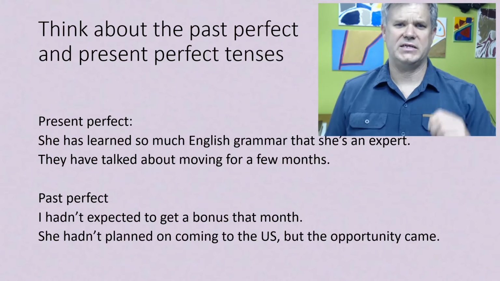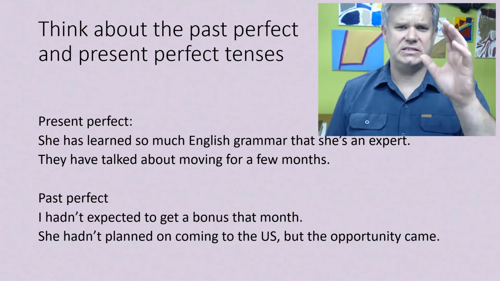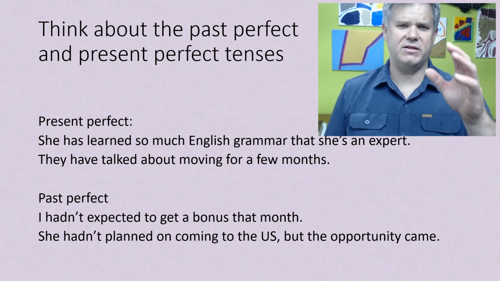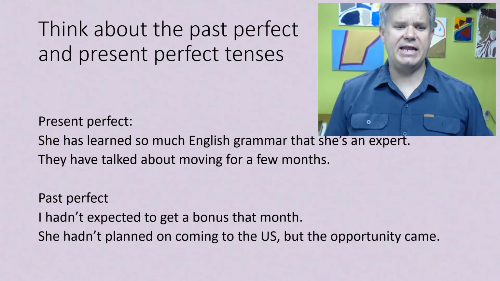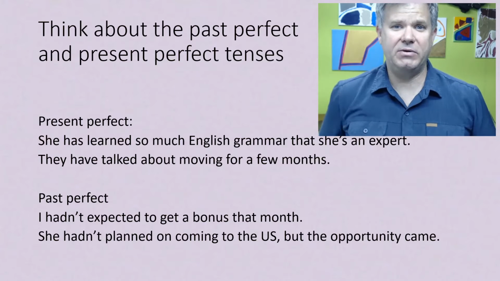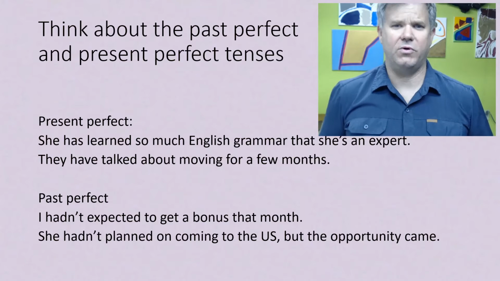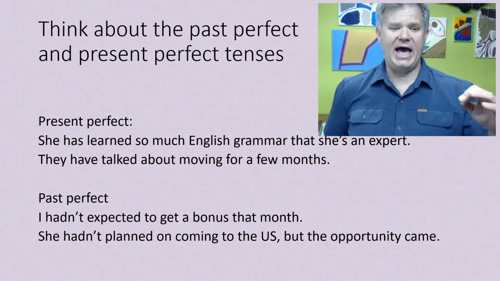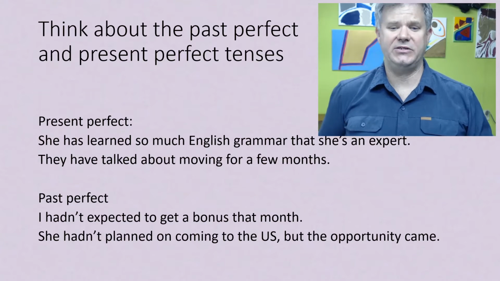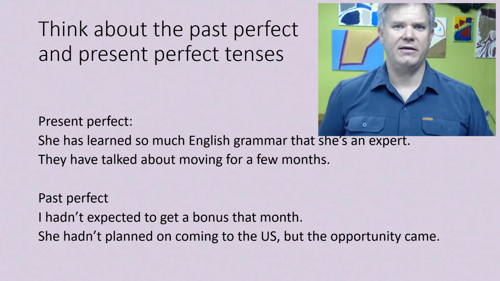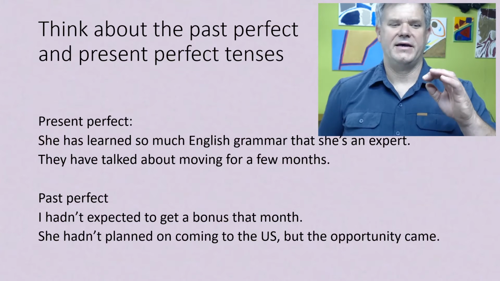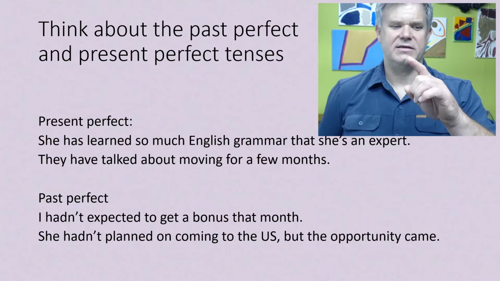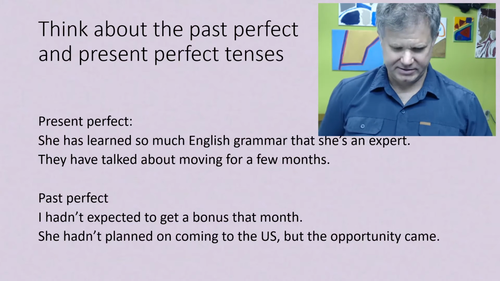Have or has is first, and then we use the past participle, but for a regular verb, it's the same as the past. Past perfect. I hadn't expected to get a bonus that month. Or, she hadn't planned on coming to the U.S., but the opportunity came. I hadn't expected. She hadn't planned. Interesting.